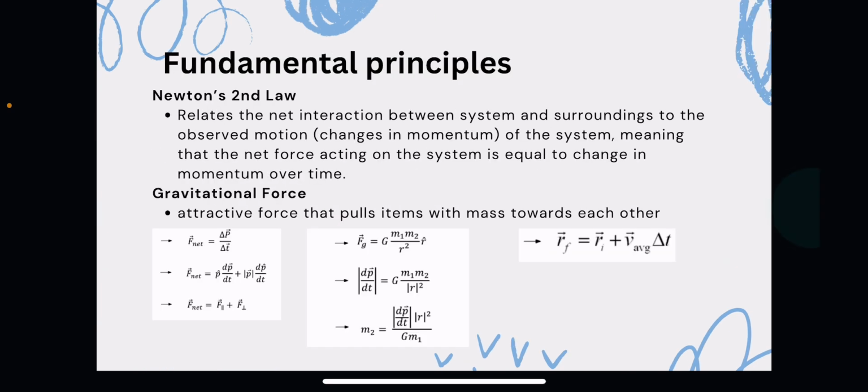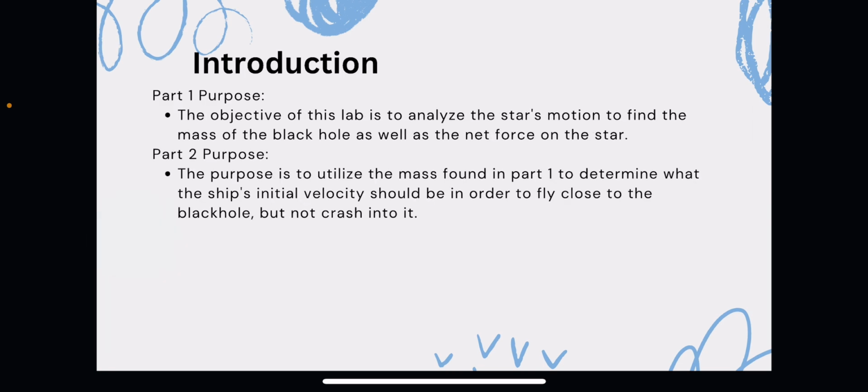For a brief introduction of the lab and its purpose, it was split into two parts. Both were coding. In the first part, the objective was to analyze the star's motion to find the mass of the black hole as well as the net force on the star. However, for part two, the purpose was to utilize the mass found in part one to determine the ship's initial velocity, and the goal was to be able to fly close to the black hole but not crash into it.